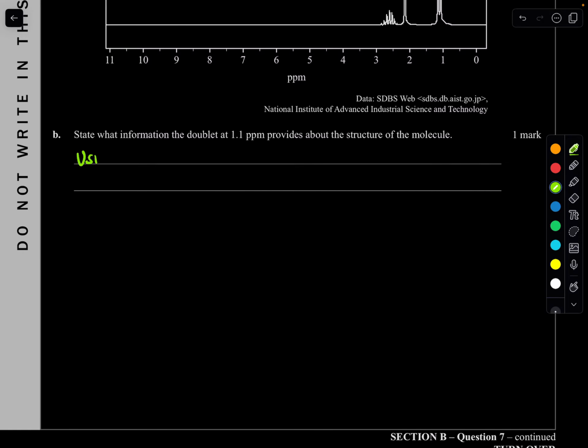So using the n+1 rule, the number of hydrogens is 1 in the adjacent carbon.